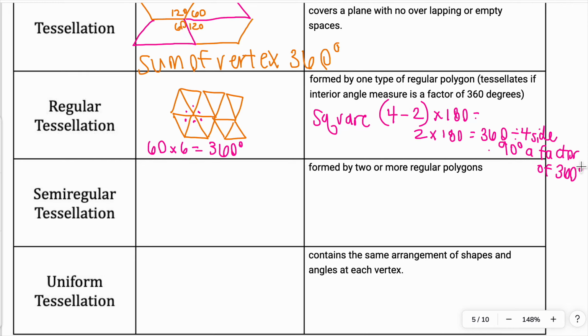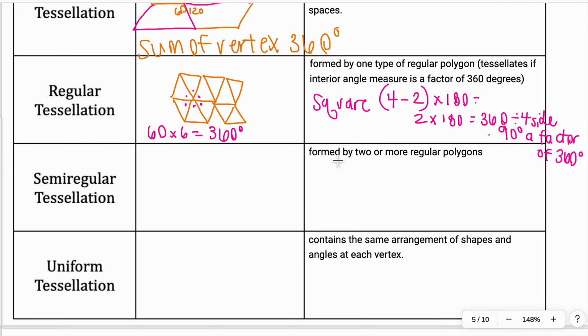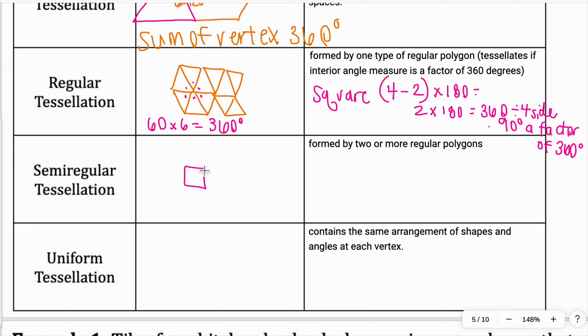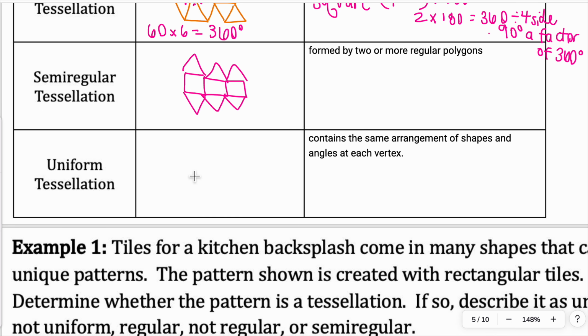A semi-regular tessellation is formed by two or more regular polygons, so I can have a square and maybe a triangle, and I just repeat that pattern throughout. Obviously, that would be a perfect pattern. I'm not showing the best here with my drawing, but you get the idea. A uniform tessellation is when you contain the same arrangement of shapes and angles at each vertex.